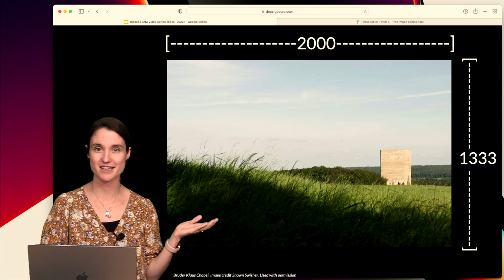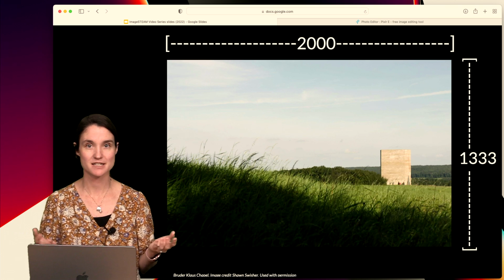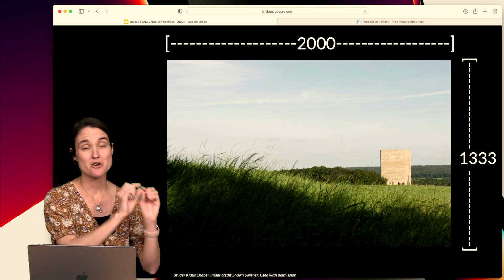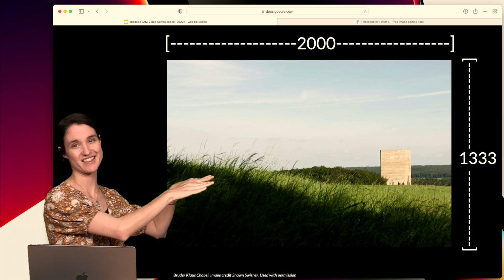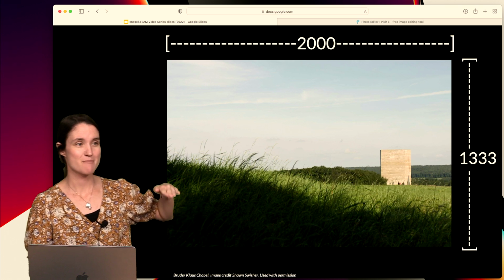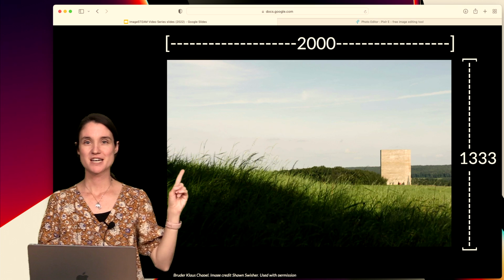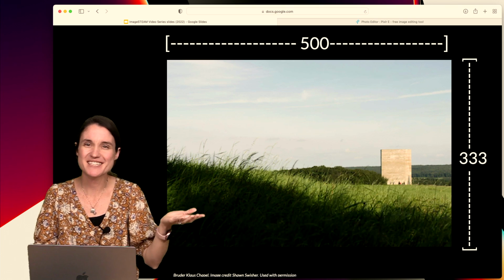Here's our image again, and this image is a typical size. It's 2000 by 1333. That means there are 2000 pixels across this way, left and right, and 1,333 pixels up. We can count them up, up, up this way. The next slide is smaller. You probably didn't even see anything change, right?